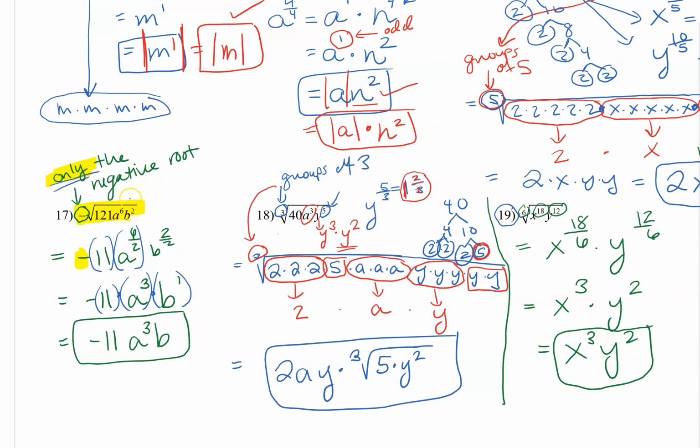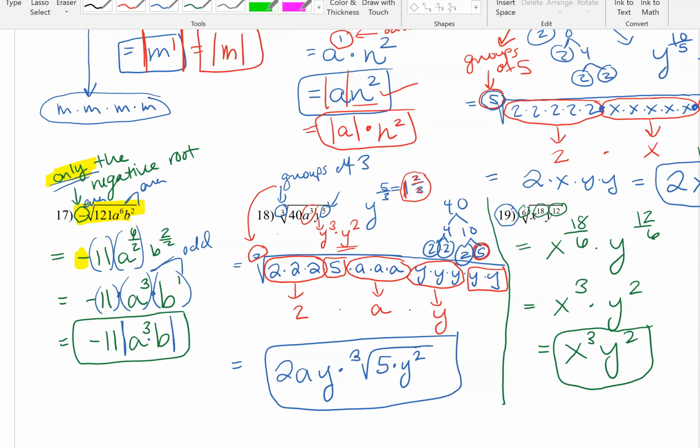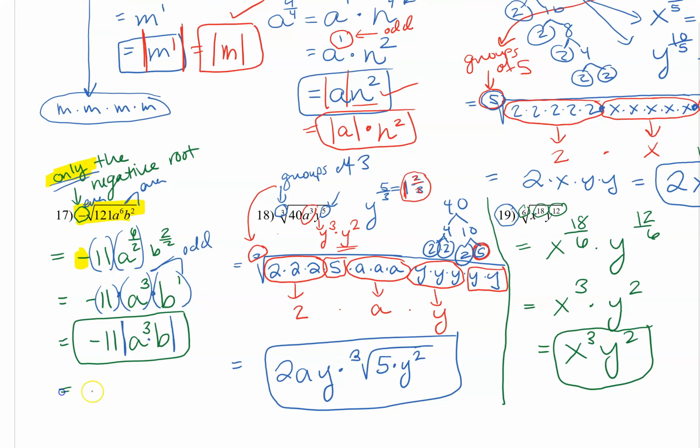So I noticed that actually both of them need absolute value because they both started off as even powers, right? They were under the even index, and they both ended as odd powers. So because they both need it, you can just put it around both of them. So our final answer would be negative 11 times the absolute value of a cubed times b, which would ensure that my answer stays negative, since that's all I wanted in this case.